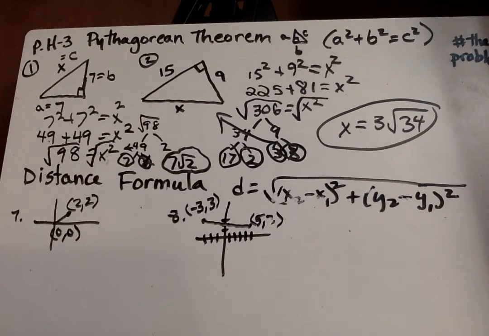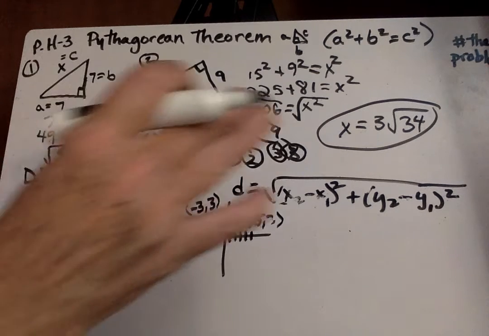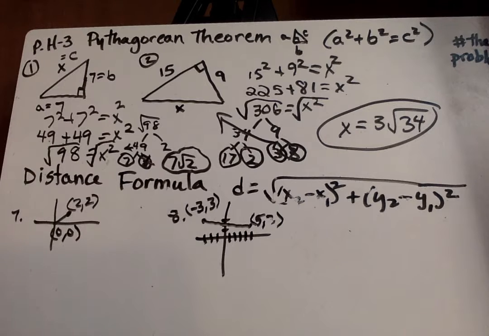Let's see, were we supposed to do something else here? Trying to think if we were supposed to estimate a number on that. Let me see where that paper went. Oh, here it is. To find the length of the hypotenuse, simplify, radical, and estimate. So we simplified, but we did not estimate. So I don't know exactly what they want us to estimate.